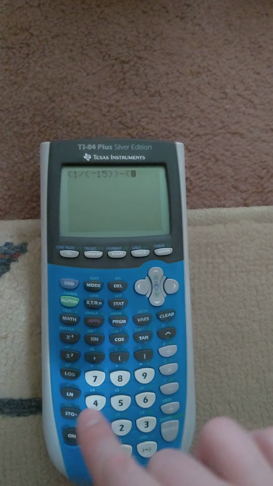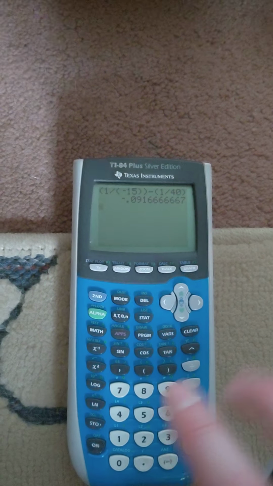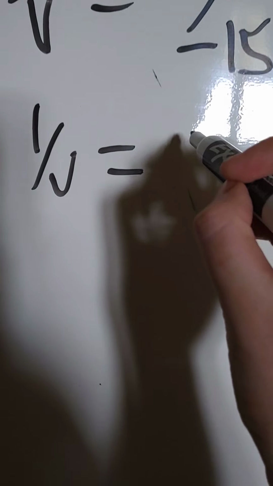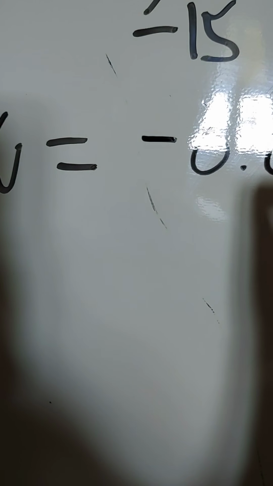Minus 1 divided by 40. We get a minus 0.0917. Alright, so this is where we're currently at.